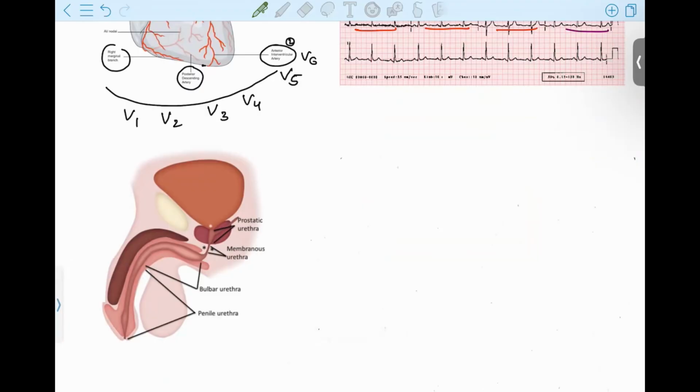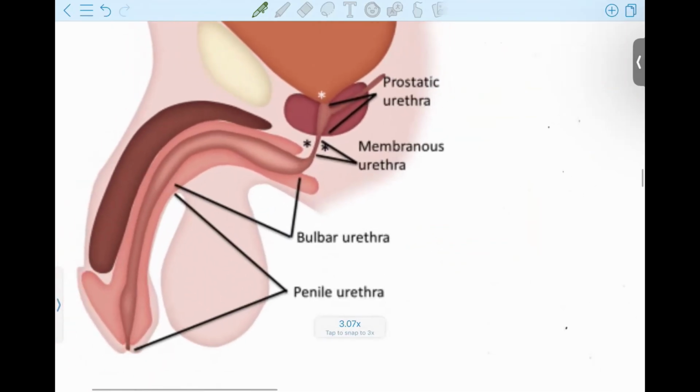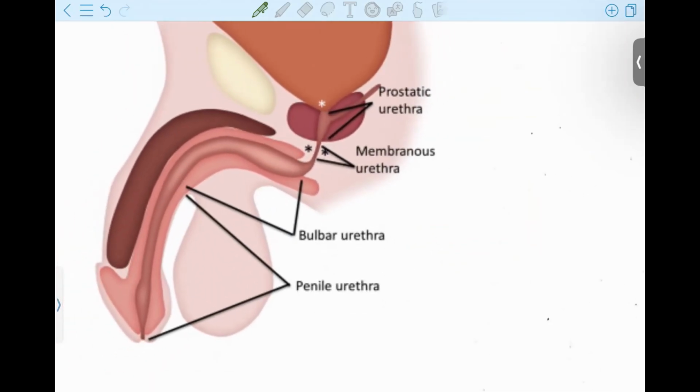So next, moving on to urethral trauma. This is also a commonly asked question, right? So first thing that you have to understand is what the urethra is and what the different parts of the urethra are. Here you can see this is the urethra. It is subdivided into the prostatic urethra, membranous urethra, bulbar urethra, and the penile urethra. The most common trauma involves the membranous urethra and the bulbar urethra.